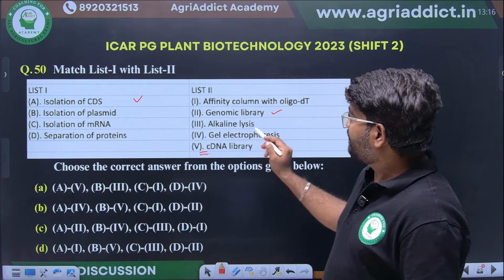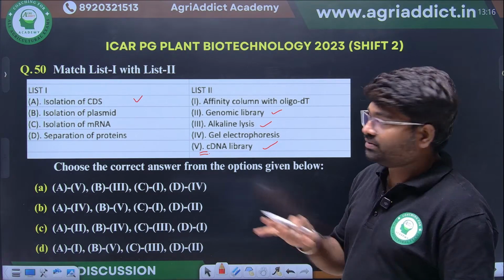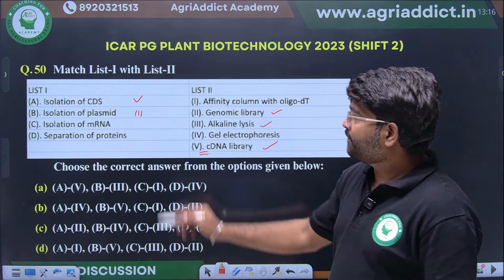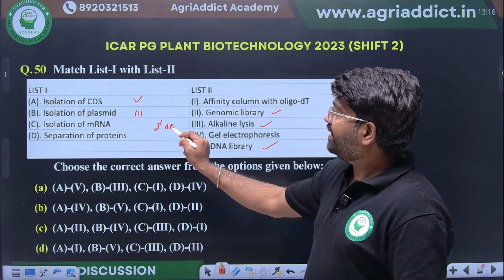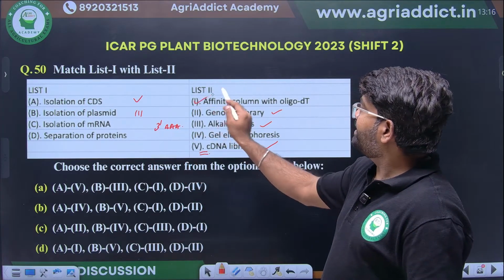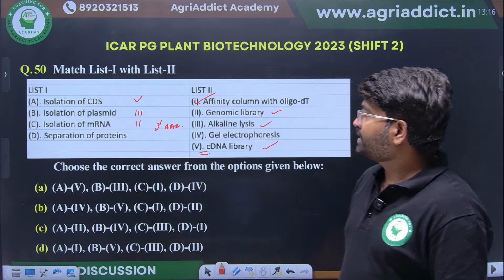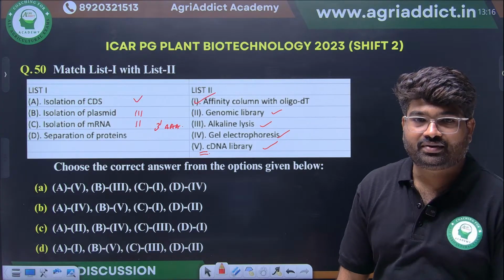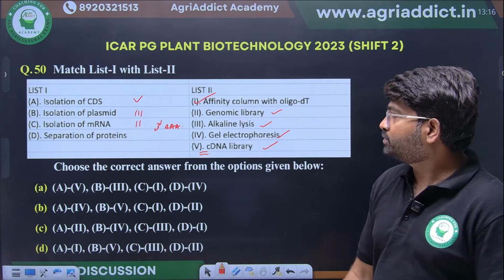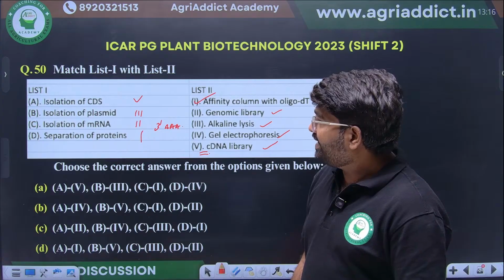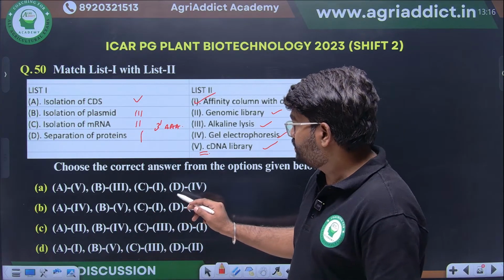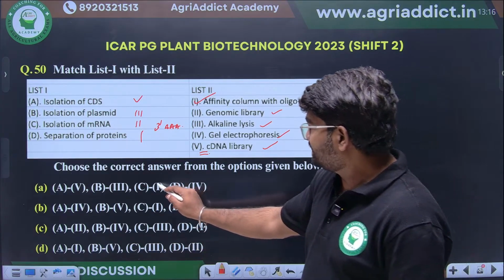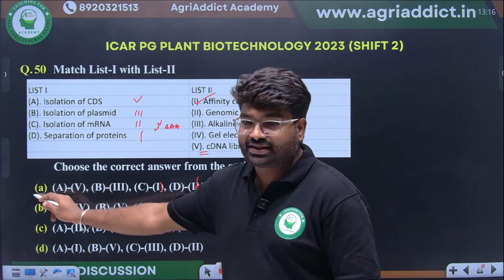Isolation of plasmid, alkaline lysis we will use to remove that plasmid. Isolation of mRNA. mRNA 3' end will have poly-A. So we can use an oligo-dT column. So here we come to separation of proteins. Gel electrophoresis we can use for separation of DNA and RNA molecules as well as protein. So this will come 1. 5, 3, 2, 1. Here a mistake is there. Okay, 2, 1. Okay, this is the right option.